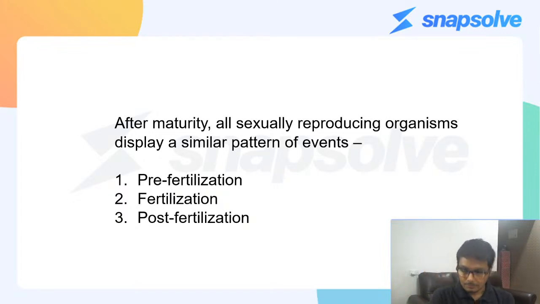Now, fertilization is the main event which sexually reproducing organisms strive for. But before all those events take place, the preparation for fertilization is the pre-fertilization event. And all those events happening after fertilization, such as development of the embryo, are the post-fertilization events. Clear? So these are the 3 events which occur in a sexually reproducing organism.